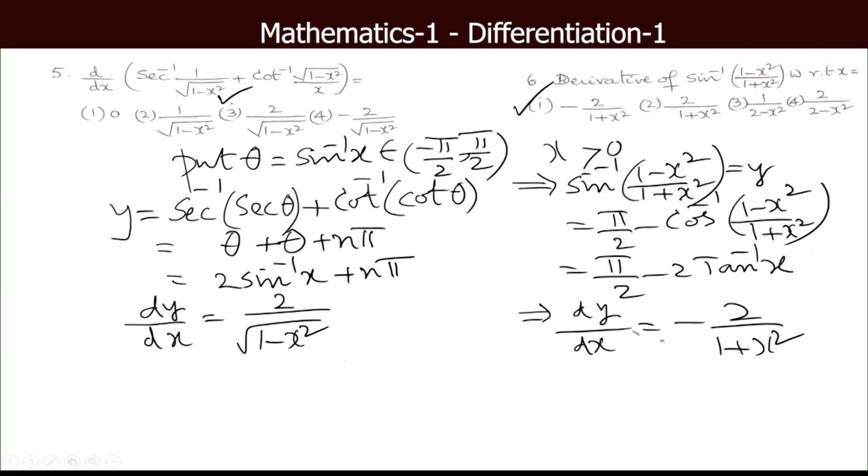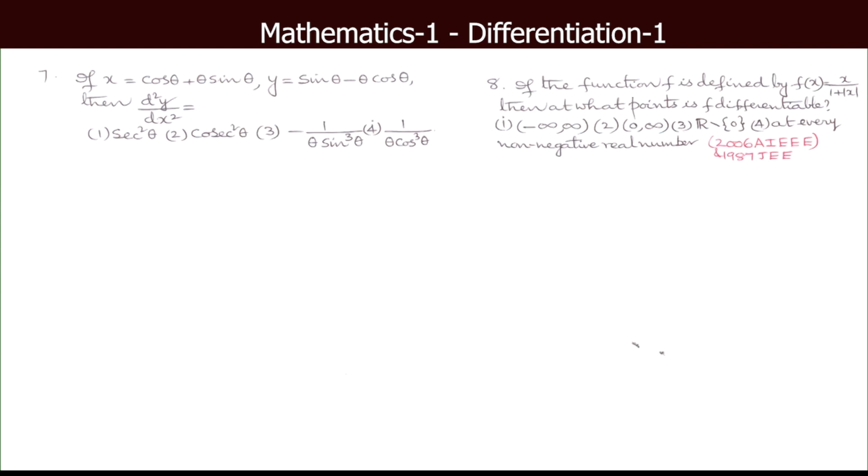What happens if x is negative? When x is negative, this will be pi by 2 plus twice tan inverse x, and the answer will be plus 2 by 1 plus x square. Unfortunately, you find 2 by 1 plus x square also as one of the options given in the question. But generally, you have to take it like this. There is no explanation for this, except that students usually do it like this in the classroom also. Okay, next.